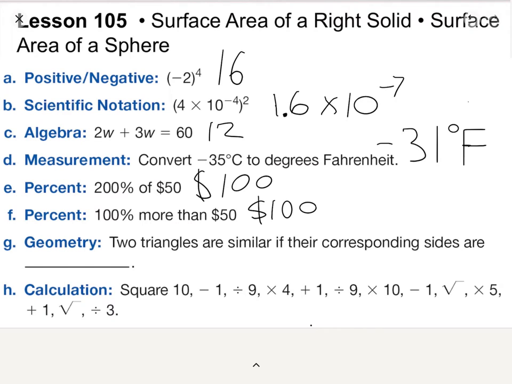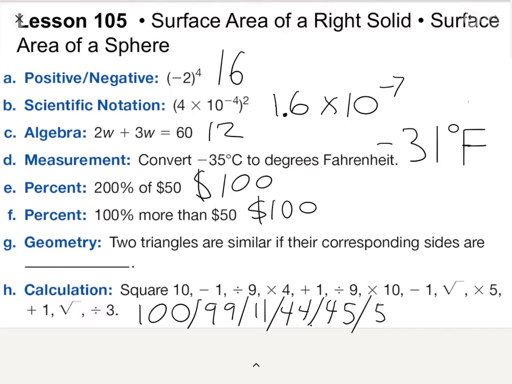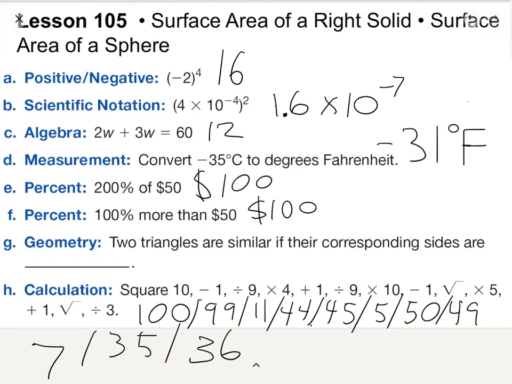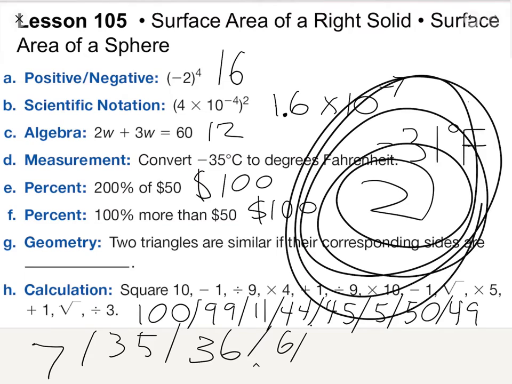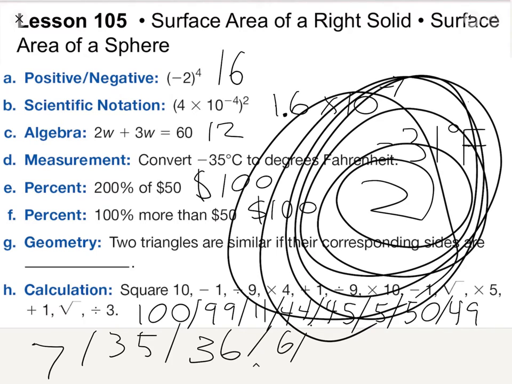Alrighty, I'm sure everyone's done the calculation here. So, square root of 10 minus 1 divided by 9 times 4 plus 1 divided by 9 times the square root of 10 minus 1 times 5 plus 1. Plus 1 square root divided by 3 gets us to 2. Gets us to 2.